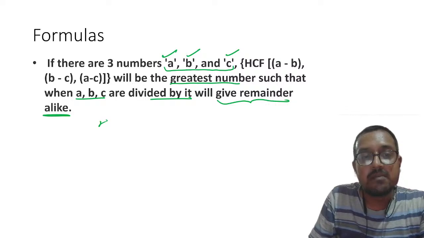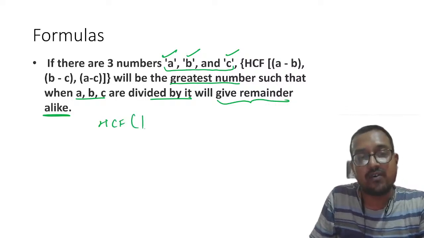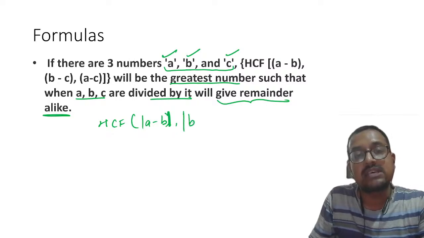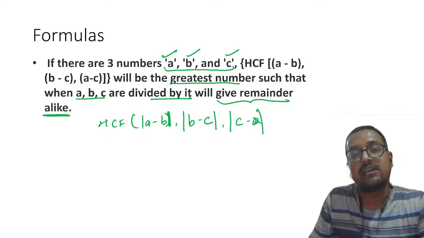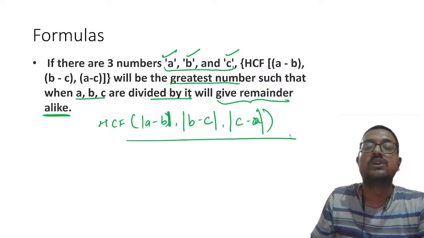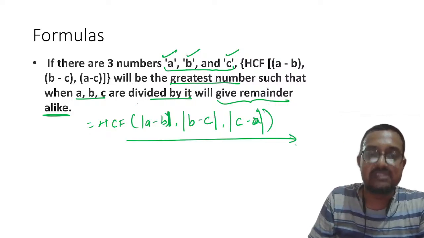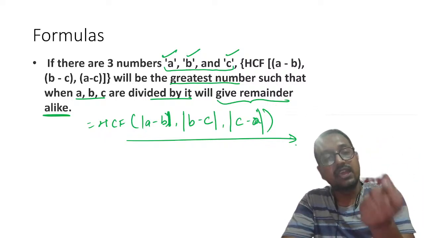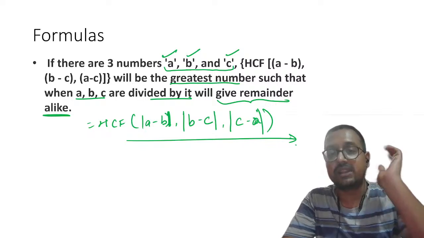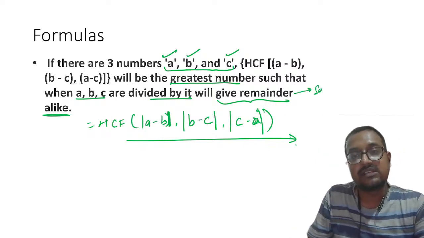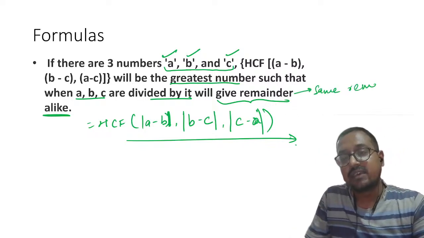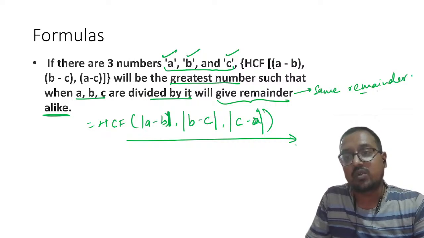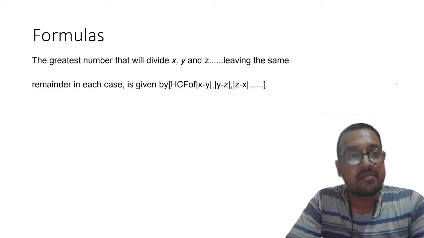So how to find that? Please remember, in that case you will find the HCF of A minus B. This is the mod value. Mod value means whether it is negative or positive does not matter. You will always take the positive value. So this is the HCF. This is the greatest number which when it divides A, B and C will give the same remainder. Please remember here the same remainder is there, right? Same remainder. So please note it down. This is a very important formula. Actually 4 formulas will be there in this way, right?